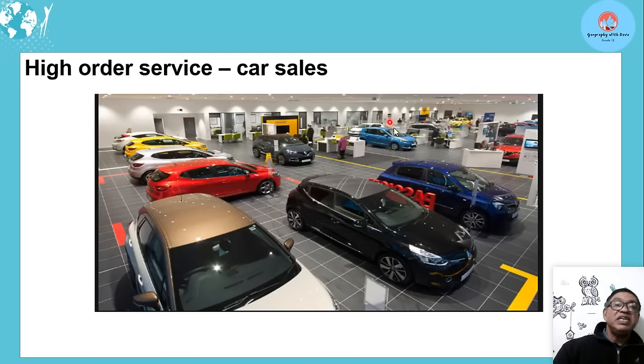High order service is your car sales. I wish I had one of these cars here. I drive an old Scoro. But anyway, that's not important here. This is your high order service, a car sales. All right.